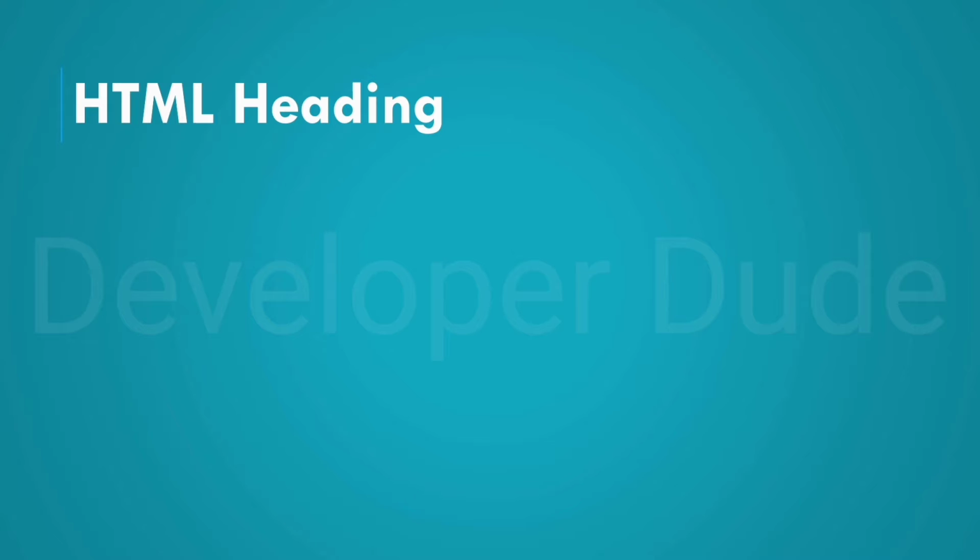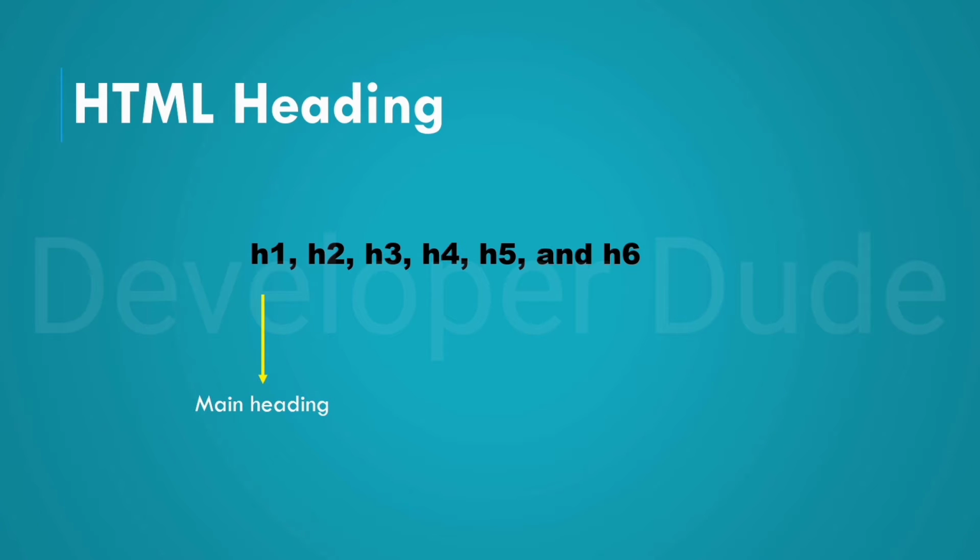HTML heading tag is used to define the headings of a page. There are six levels of headings defined by HTML. These six heading elements are H1, H2, H3, H4, H5 and H6, with H1 being the highest level and H6 being the least. H1 is used for the main heading, biggest in size.